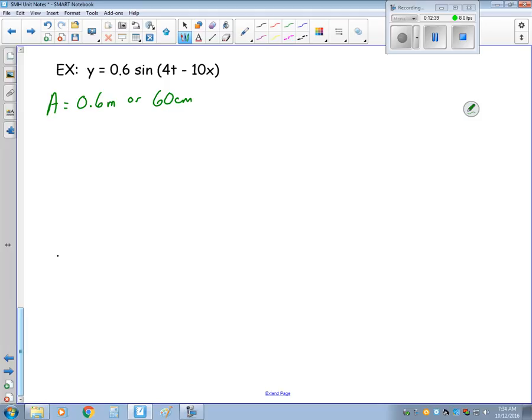The next thing is I can find the frequency. You see, angular frequency equals 2 pi times frequency. So then frequency must equal omega divided by 2 pi. So for this case, the omega is 4, over 2 pi. So the frequency is 2 over pi hertz.